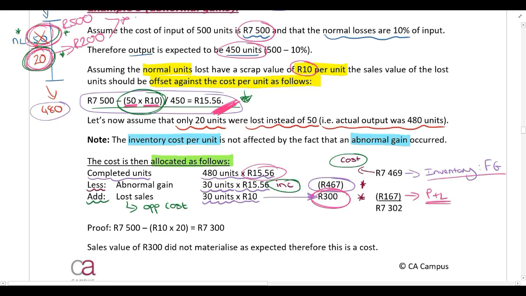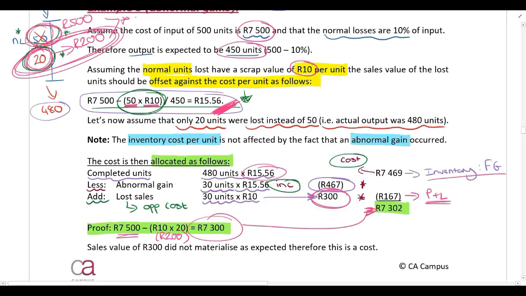Okay, and you can look at the proof below. You can see everything does tie in. We have a total cost of 7,500 Rand, less the 200 Rand that we make on the sale of these 20 units, means I have a cost of 7,300 Rand. How is the 7,300 split? That's what goes to inventory. That's what goes to profit and loss.